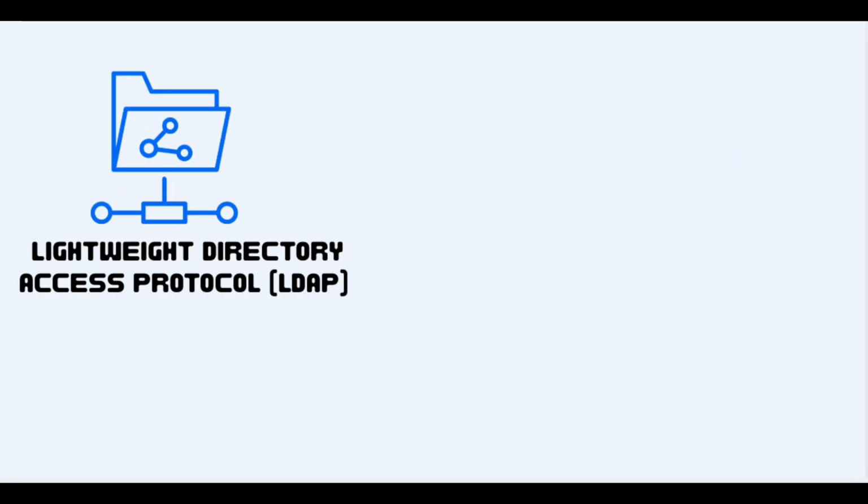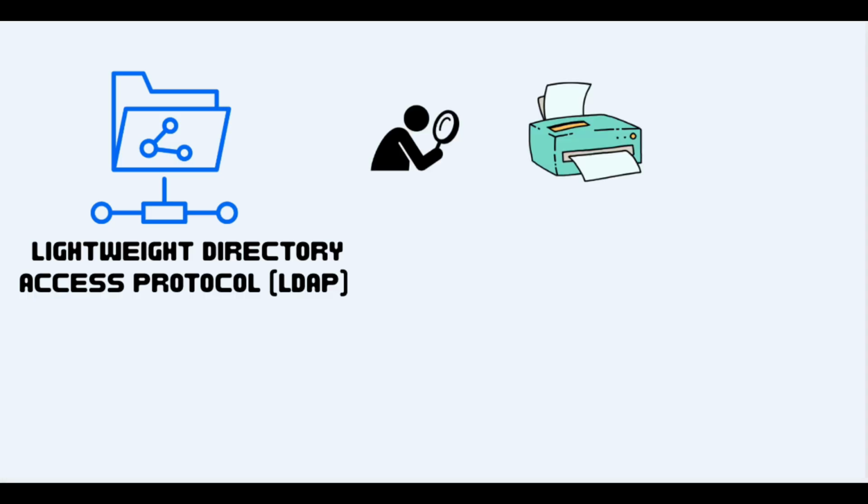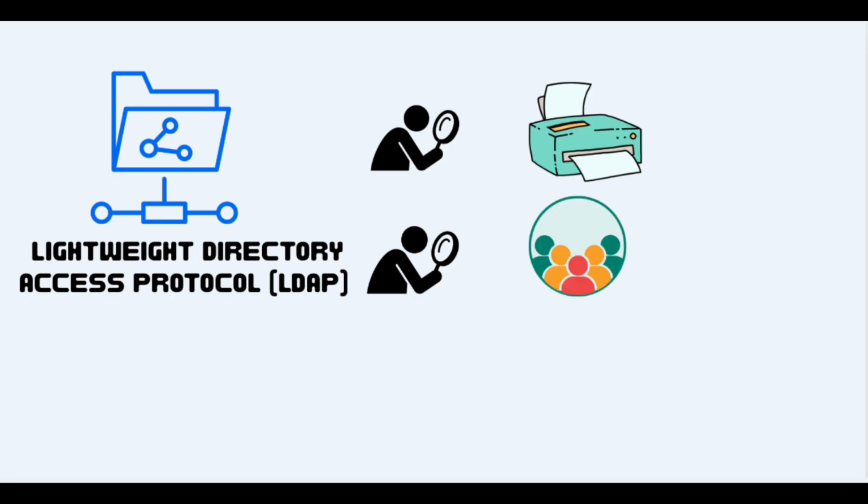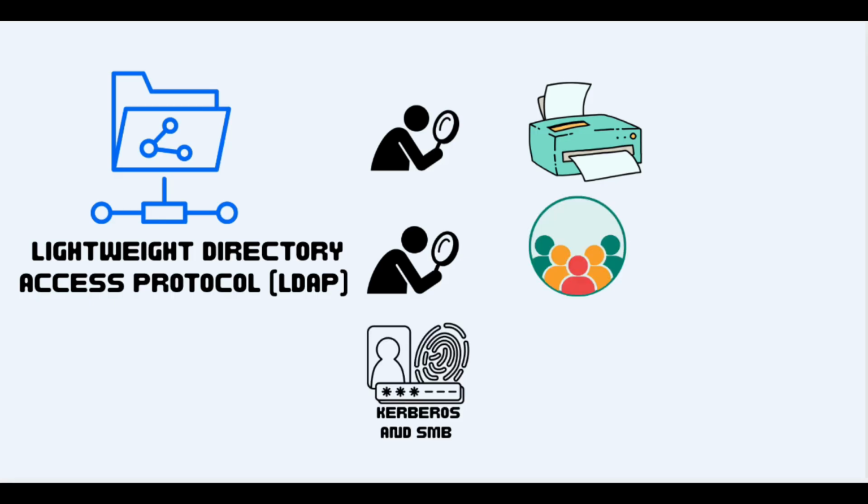The protocol which comes into play in this particular case is called LDAP, or Lightweight Directory Access Protocol. It is mainly used for directory related services, for example, looking for a printer or looking for a group of users or user on a network. Kerberos and SMB, or Server Message Block, is a protocol mainly used for authentication. Don't worry if you don't know what Kerberos is. We will discuss that in detail in our preceding slides.